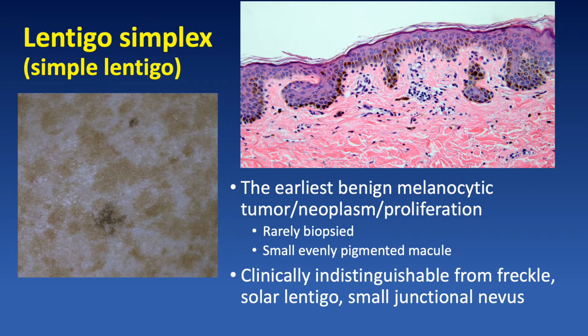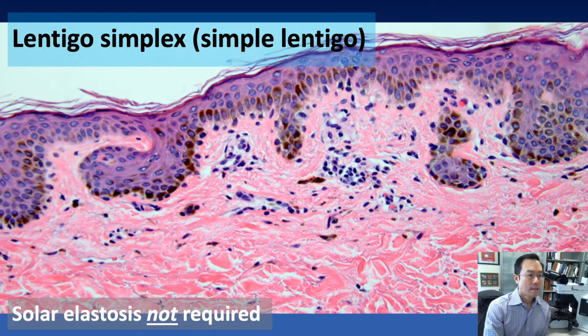The earliest benign melanocytic tumor, or true neoplasm, is considered to be the simple lentigo, or lentigo simplex. These are small, evenly pigmented macules, so they're rarely biopsied, but clinically they can be indistinguishable from a freckle or solar lentigo, or most likely a small junctional nevus. In contrast to solar lentigo, solar elastosis is not required.